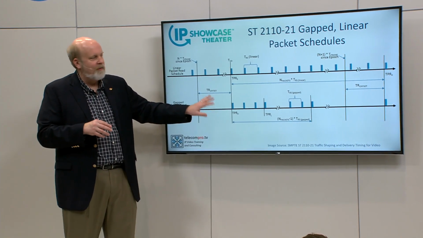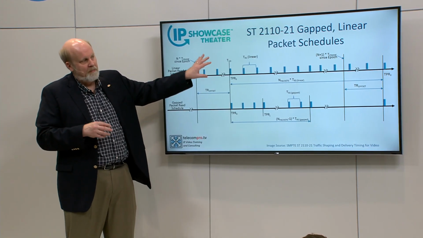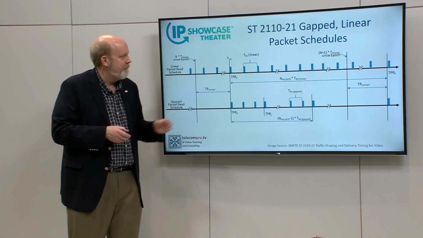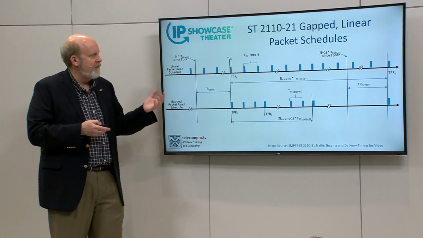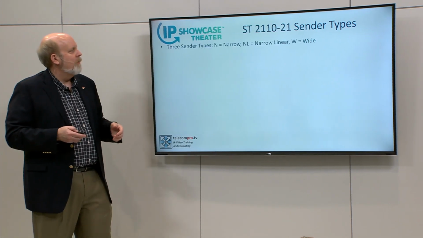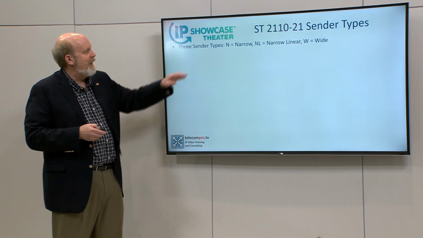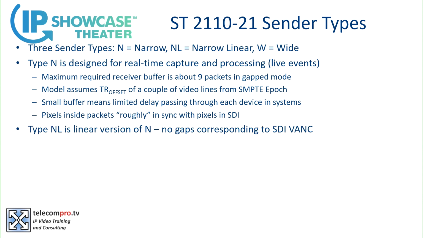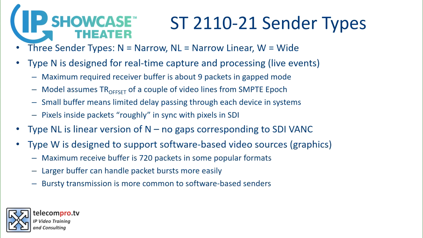So the gap model is very friendly. The linear model is actually pretty useful for some compression systems and things like that. And also we use it for different senders. So we also have different sender types. We have narrow sender, which is the one I just described where we have the gap. We have the narrow linear, which is the one where I don't have a gap. And then I have a type W, which is where the maximum receiver buffer is much larger.